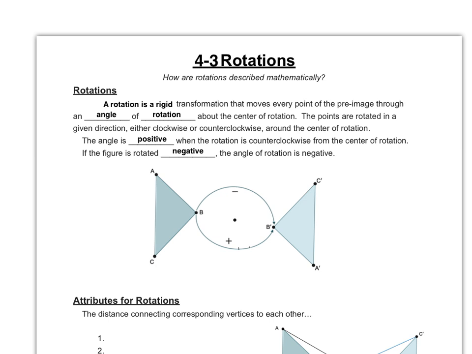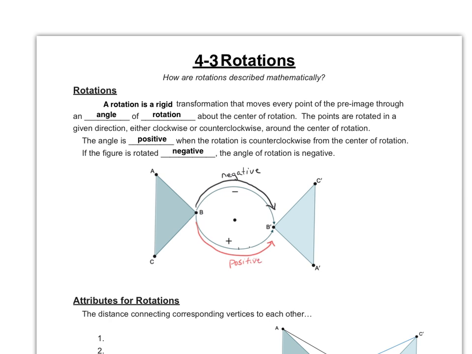So in this image right here, we're looking at a center of rotation. This is my pre-image, ABC. This is my image, A prime, B prime, C prime. And if it says here either clockwise or counterclockwise, if we travel this direction, that would be a negative angle, a negative rotation. Whereas if we traveled this direction, that would be a positive angle or rotation.